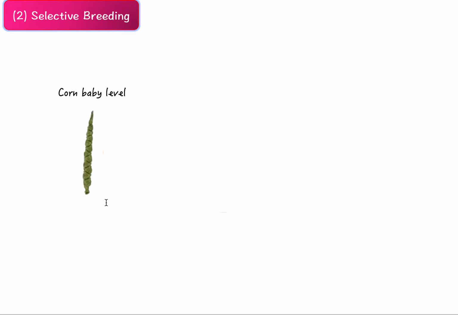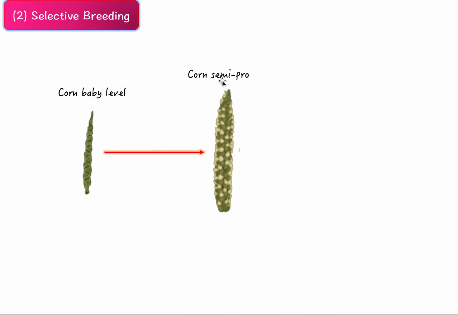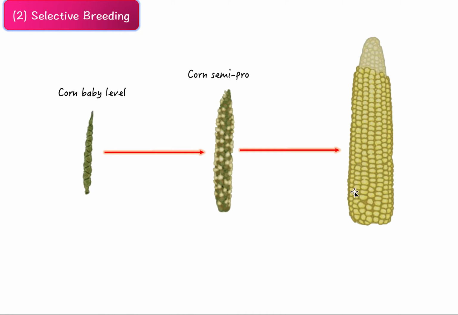And basically, over time, again, people would only allow the biggest corn to reproduce. So they take the biggest ones, and after a while, only big ones form, okay? And so we call this now semi-pro, okay? Again, this is not a real name. I'm just making it up. And then they would continue this process and only allow the biggest ones to reproduce until we have what we see nowadays, okay? This is the boss level, okay?